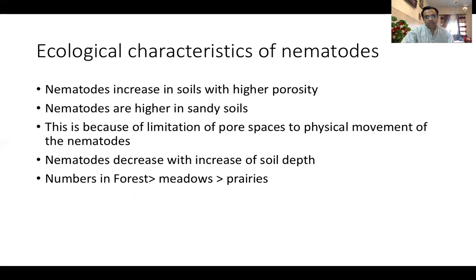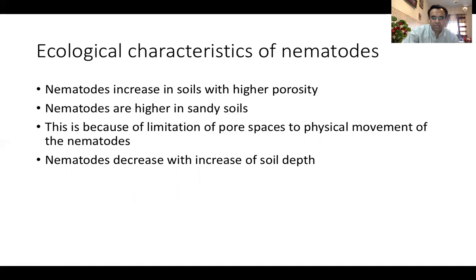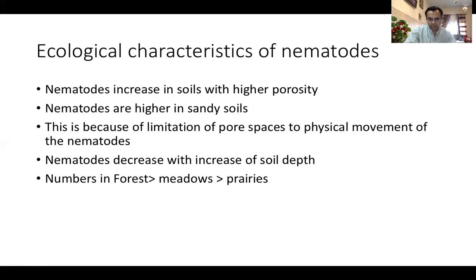And this fact can also be related to the availability of food material. And then if we compare the number of nematodes in different environments based on their plant cover, we see that the highest numbers have been reported in forests, followed by meadows and then by prairies.